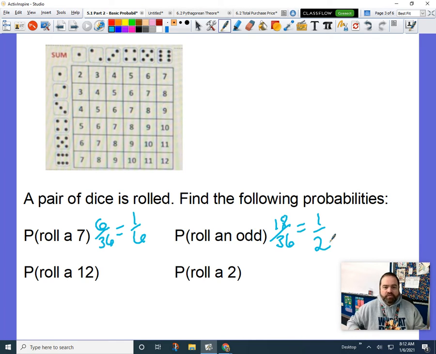Probability you can roll a 12. How many different ways can you get a 12? Well, 6 and 6 is the only way. So there is one successful outcome out of all 36. And then similarly, when you roll a 2, there's only one possibility out of 36 there as well. Okay. I will put this picture specifically in a separate document and attach it to your assignment so you can pull that up and look at it. So save you a little bit of time there.